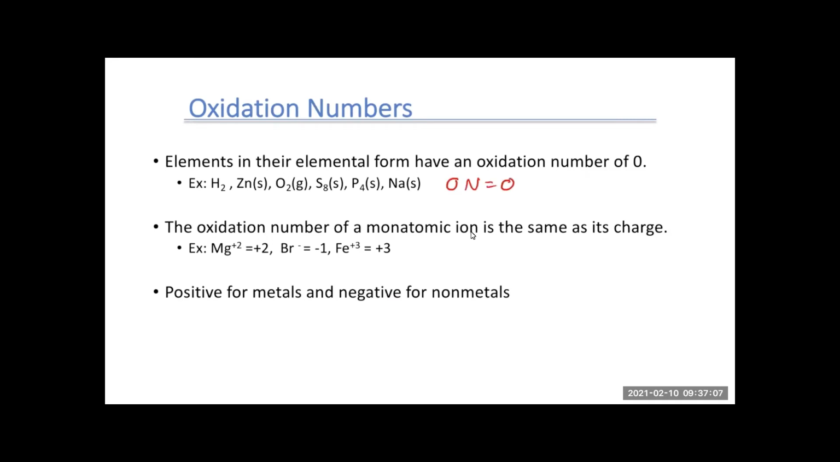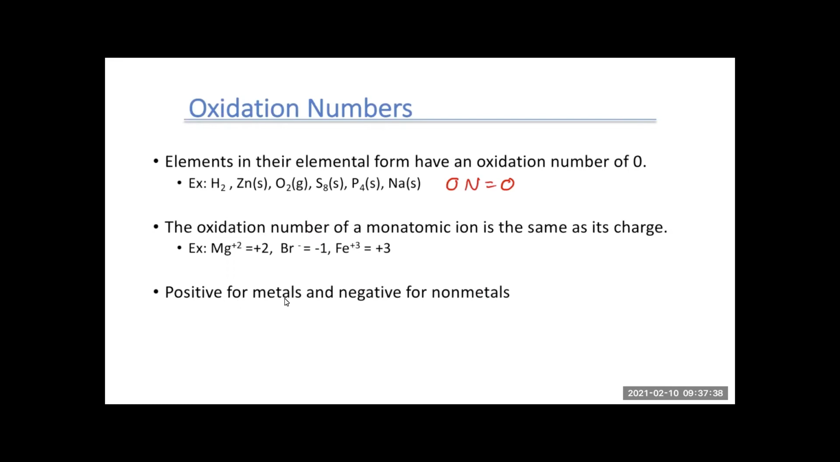If it's a monoatomic ion, its oxidation number will be the same as its charge. So that's how we got the +2 for the lead and the -2 for the oxygen. If magnesium forms a +2 charge, its oxidation number is +2. Bromine forms a -1 charge, so its oxidation number is -1. The iron(III) ion has an oxidation number of +3 because it's charged +3.